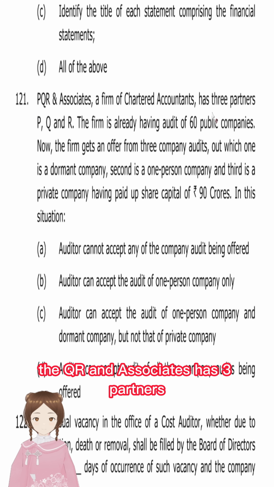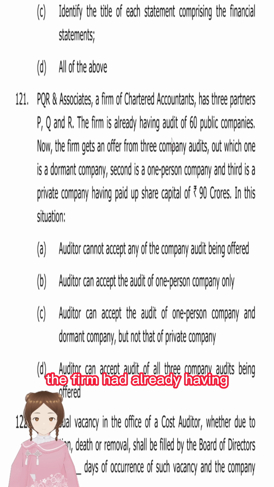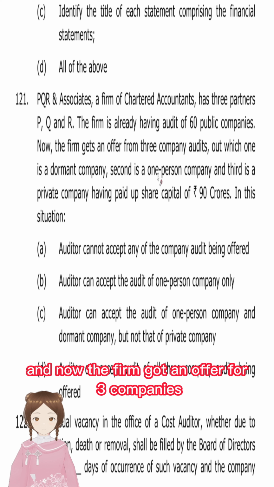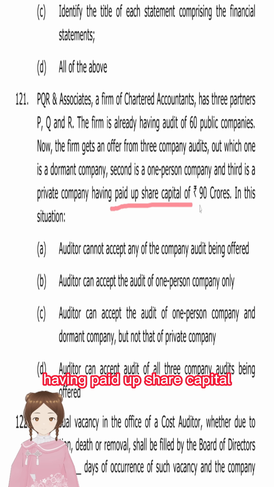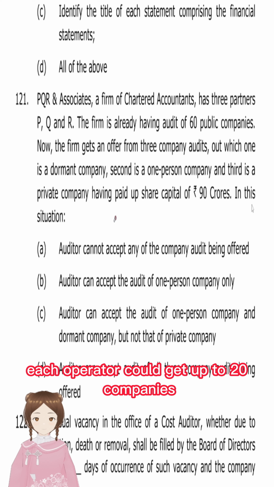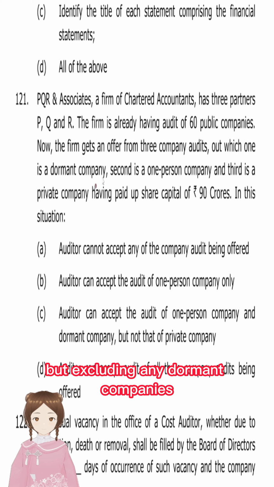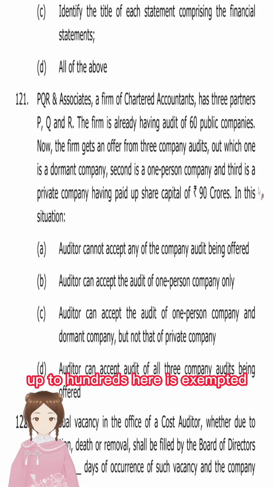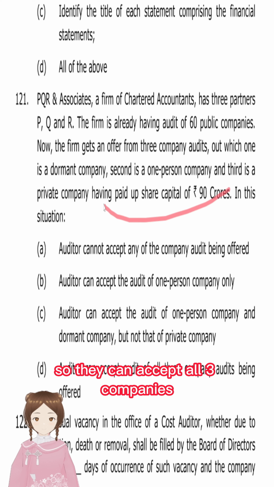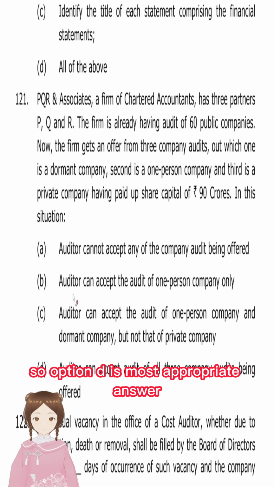PQR and Associates has three partners. The firm already has 60 public companies, and now the firm got an offer for three companies, out of which one is a dormant company, one is a one-person company, and one is a private company having paid up share capital of 90 crore. You see, each auditor could take up to 20 companies, but excluding any dormant companies, one-person companies, and private companies having paid up share capital up to 100 crore, which are exempted. They can go. So they can accept all three companies. So option D is the most appropriate answer.